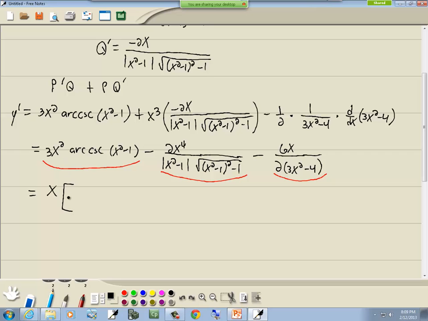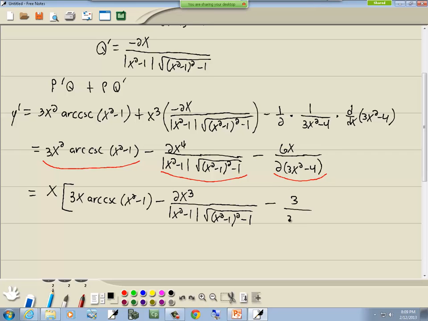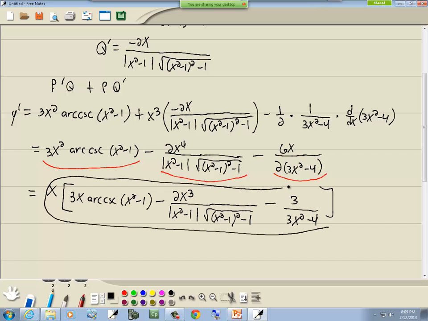And then that gives us 3x arc cosecant of x squared minus 1, minus, one of those x's are gone, so that's 2x to the third, over the absolute value of x squared minus 1 times the square root of x squared minus 1 to the second power minus 1, minus, that x is gone, and 6 divided by 2 is 3. So we got 3 over 3x squared minus 4. Now, there's really no benefit to us merging these together beyond what we just did. So that'd be our answer.